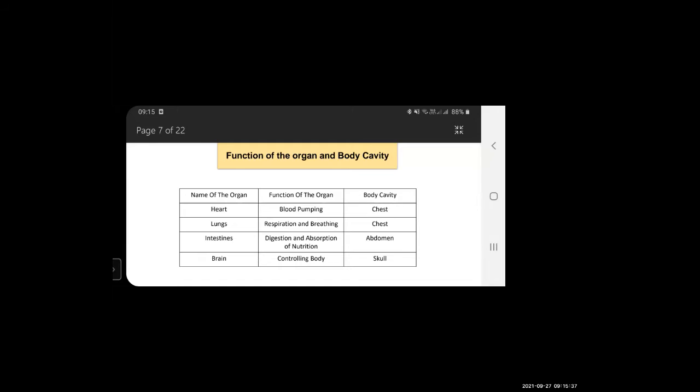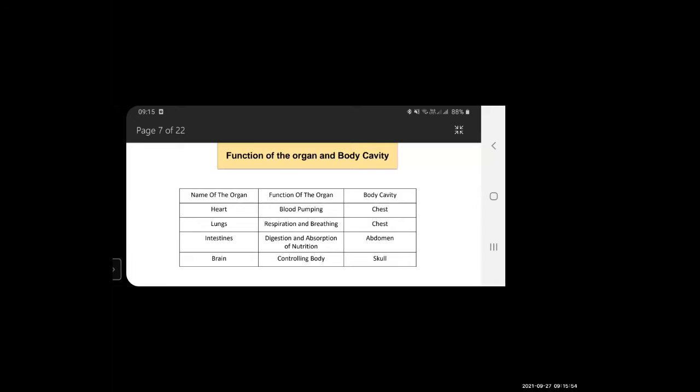What is the name of the organ? What function is the organ doing? And what is the body cavity? Once again, I will explain. The heart is for blood pumping, and it is in the chest. The lungs are for respiration and breathing.